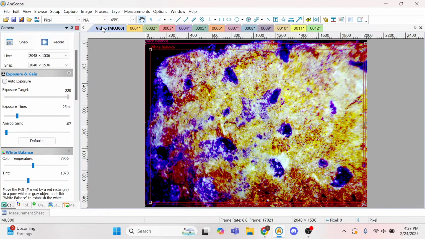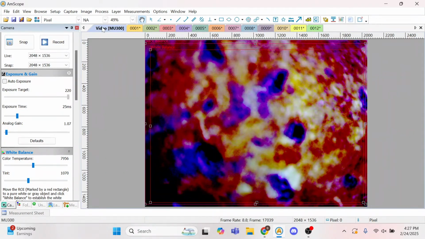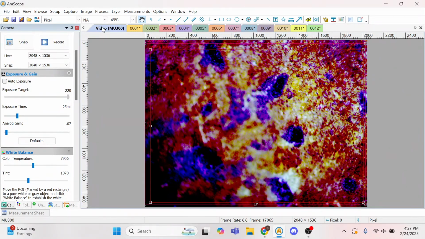Now this is a significantly thinner piece of eggshell than the previous piece, representing a much, much smaller egg.